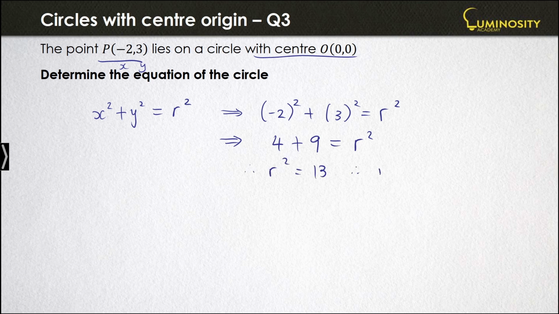So technically your radius would be positive root 13, and your equation of your circle will be x squared plus y squared equals r squared, but r squared is the radius, which is 13. So that is the equation of the circle.